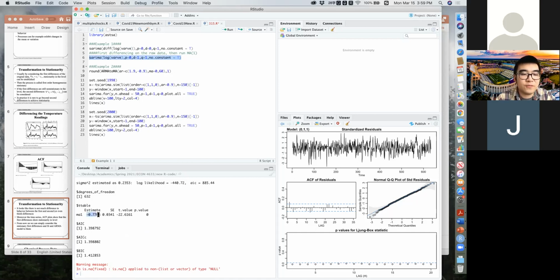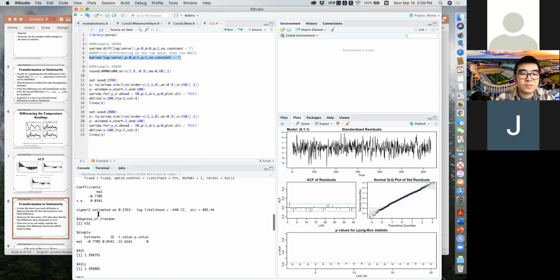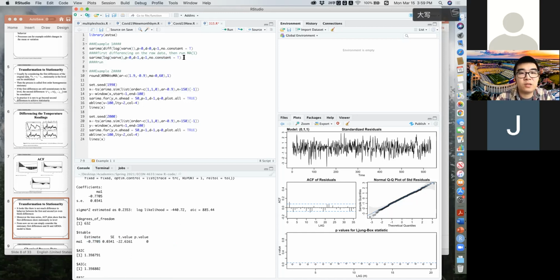Yeah, let's check the coefficients. So the coefficient for this model we got is negative 0.77. And for this part, I think, we also got negative 0.77. Okay, so this is that you can run ARIMA 011 directly. Yeah, so these two give you exactly the same result. And this is not surprising. It's just like 2 different procedures. One is to take the difference first, and the second is basically to ask the computer to take the difference for you.